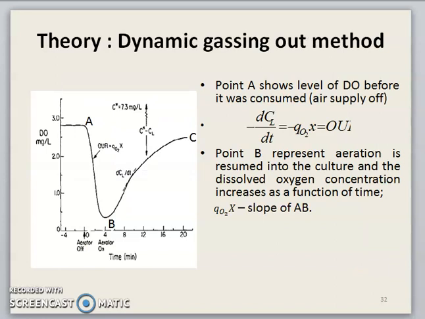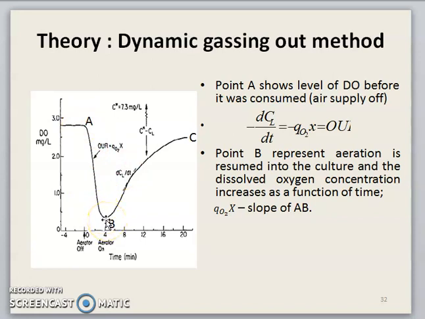Let's see the schematic diagram here. Point A shows the level of DO before it was consumed, meaning that the air supply is off. Therefore, at this rate, the dCL over dt is equivalent to OUR, when the value is dropping up until point B. Point B represents where aeration is resumed into the culture and the dissolved oxygen concentration increases as a function of time. So QO2 is the slope between A and B.